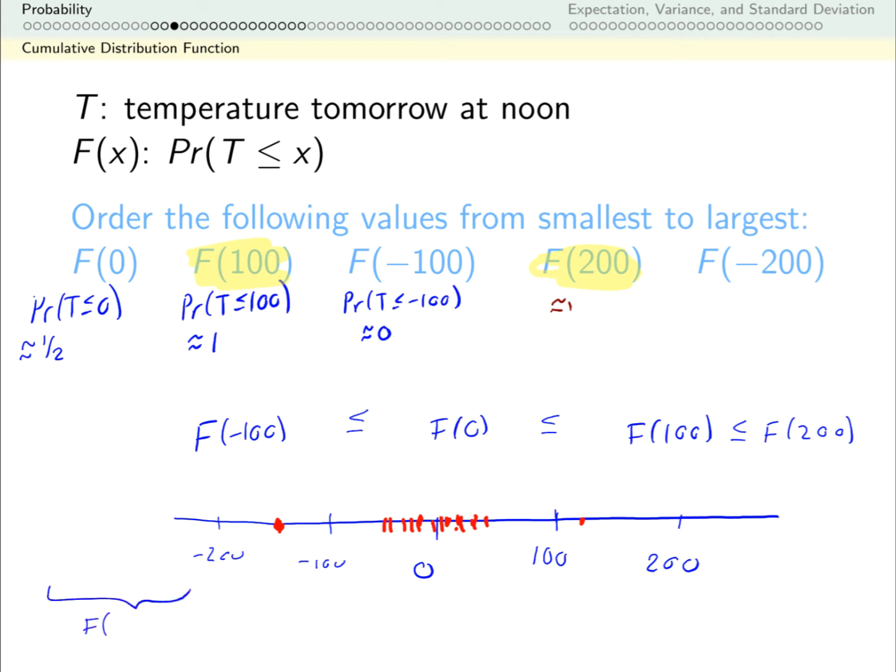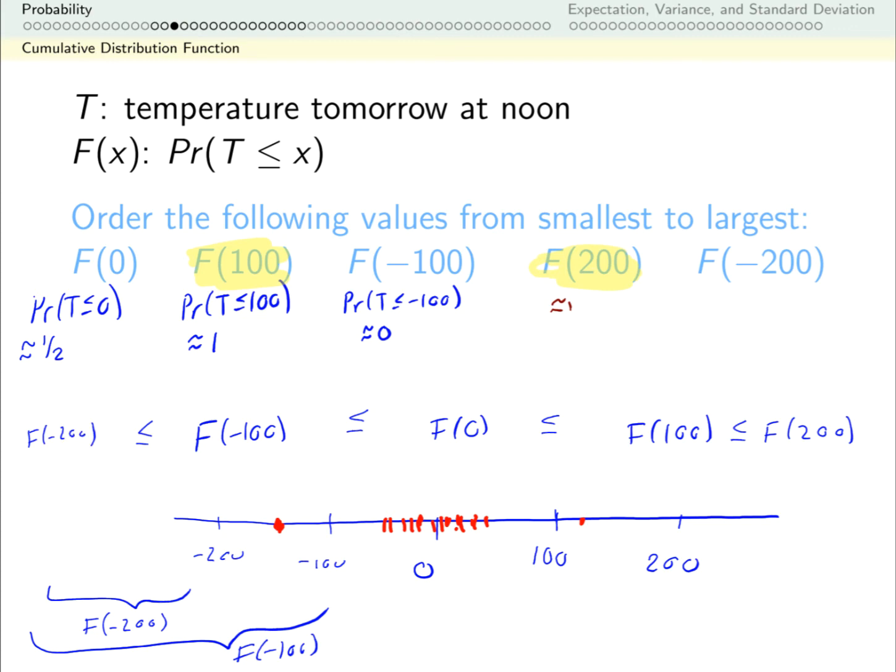f of negative 200, that's the probability that my temperature is less than negative 200 degrees, so that counts all the days up to here, and doesn't capture that one data point, but f of negative 100 does. F of negative 100 is all of these days, and so it would capture more. So that's why we can confidently say f of negative 200 is less than or equal to f of negative 100.